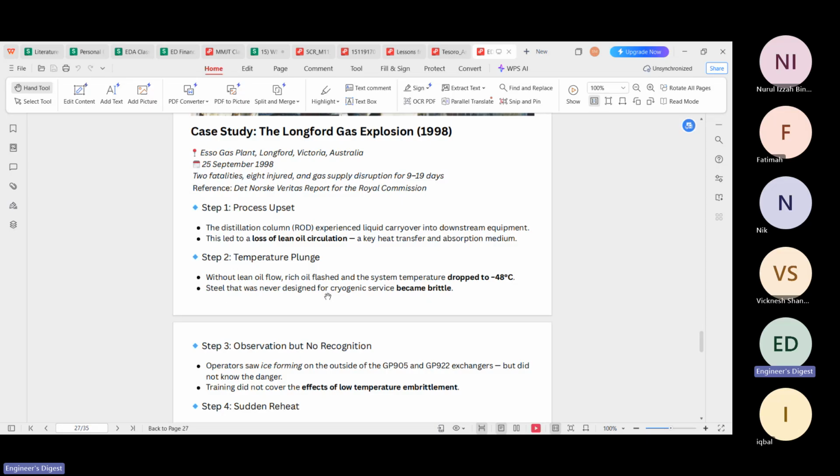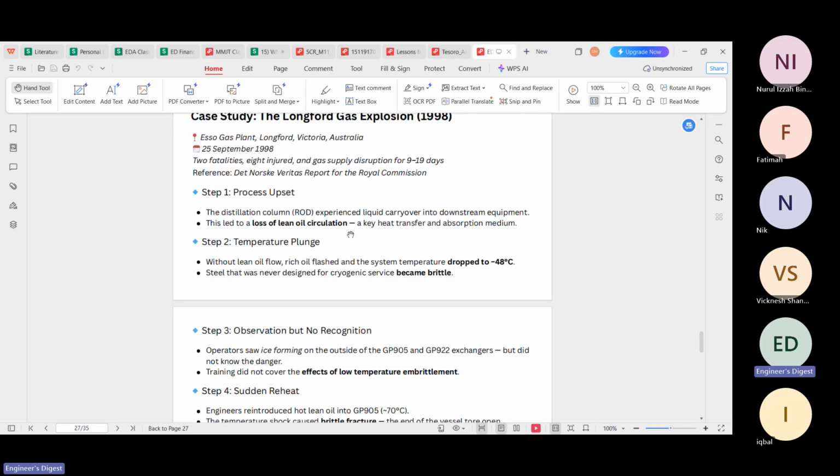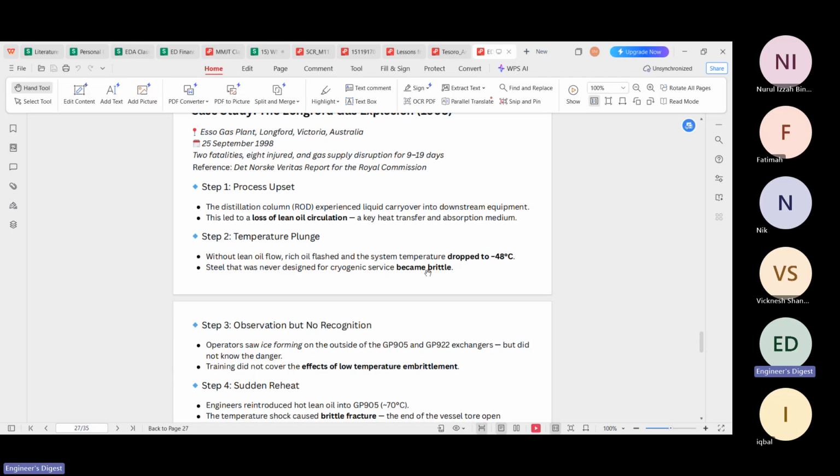Steel that was never designed for cryogenic service became brittle. This is the keyword, brittle. So this tells you that this material is actually carbon steel. Carbon steel is not meant for service below minus 40 degrees. In this incident, maybe they did not know that this could happen. The material became brittle. Brittle is basically like a glass slide, so with pressure, it will break like glass.